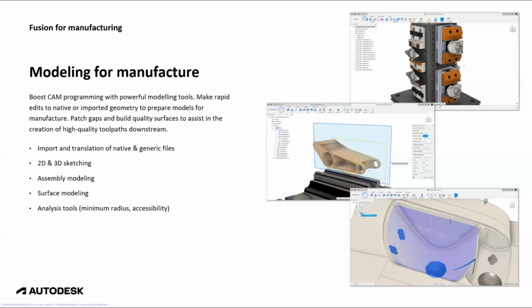For modeling for manufacturers, boost programming with powerful modeling tools to make it rapid. Use it on native or imported geometry to prepare the model for manufacturing, patch gaps, and build quality surfaces to assist in the creation of high-quality toolpaths downstream. The first one is import and translation of native and generic files. The second is 2D and 3D sketching. The third one is assembly modeling. The fourth one is surface modeling. The last one is analysis, such as minimum radius and accessibility.